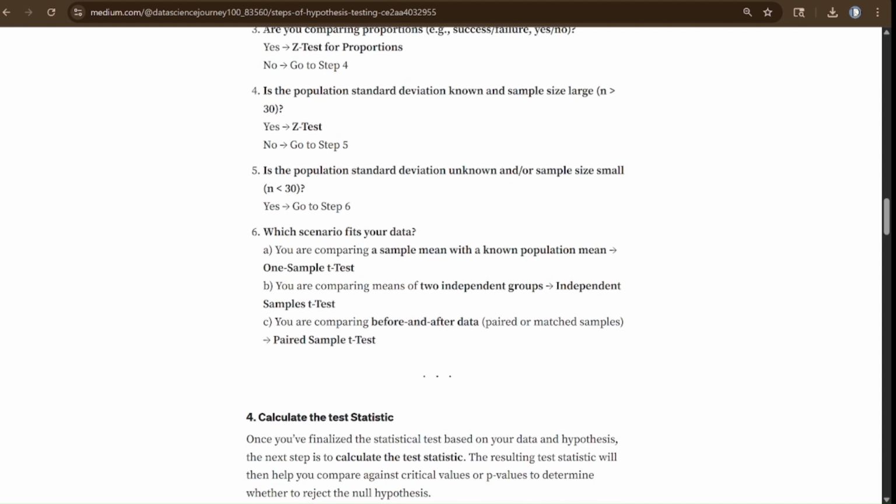Now the t-test is of many types: one sample, independent sample, paired sample. So the one sample t-test is when you are comparing a sample mean with a known population mean. Okay, in that case, one sample t-test.